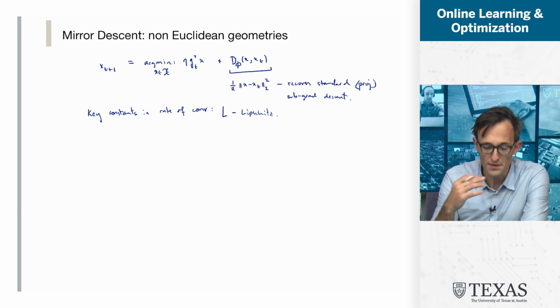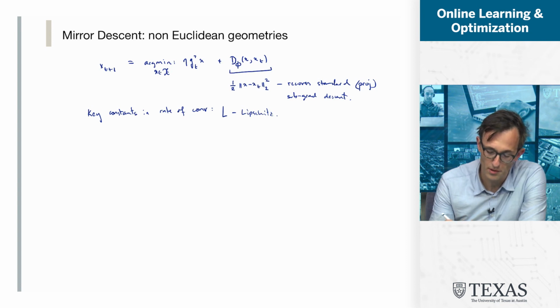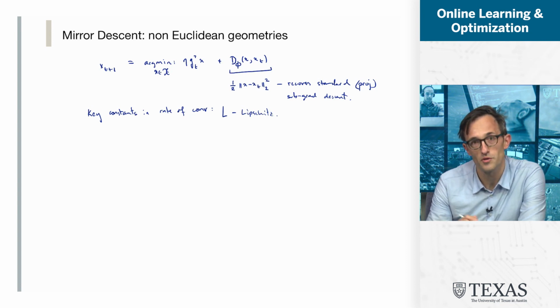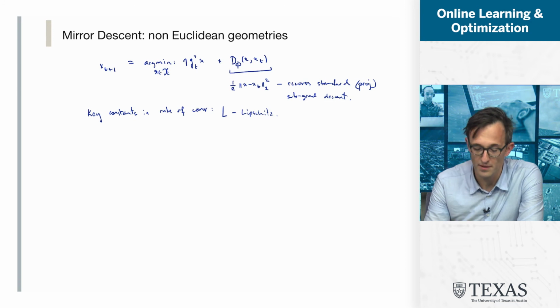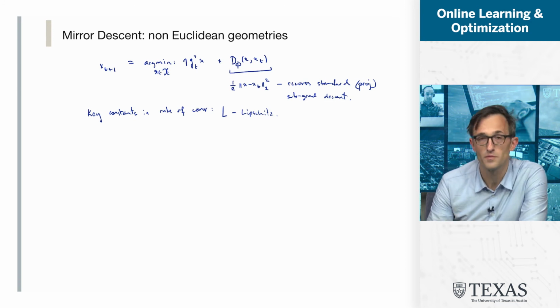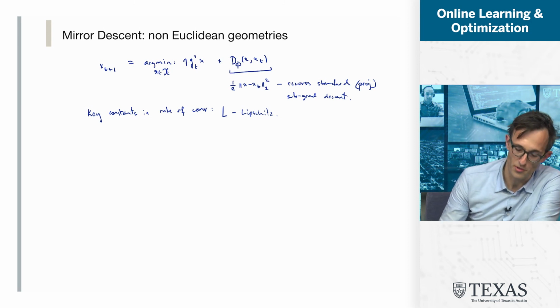So in the next few slides, we're going to talk about what it means to be Lipschitz with respect to an arbitrary norm, what it means to be smooth, and what it means to be strongly convex. Again, not with respect to the Euclidean norm, but an arbitrary norm. So let's move to that.